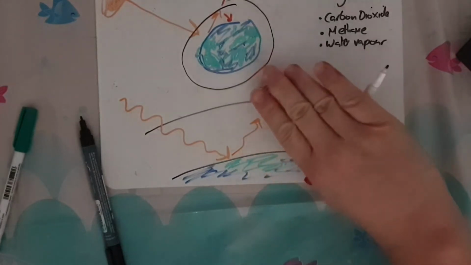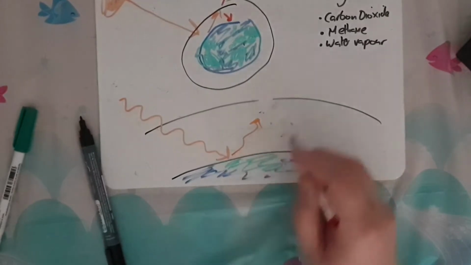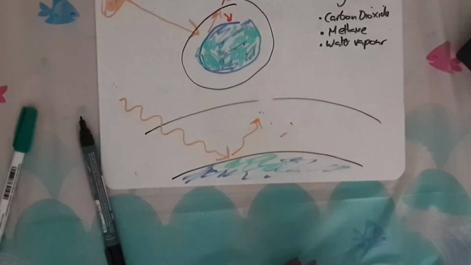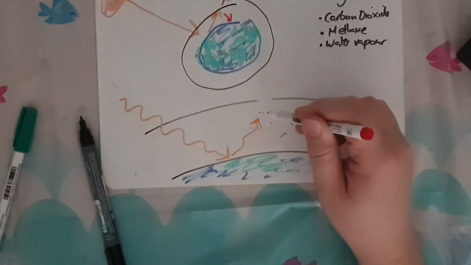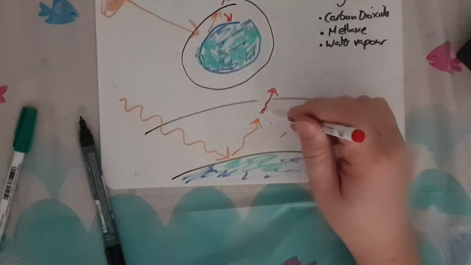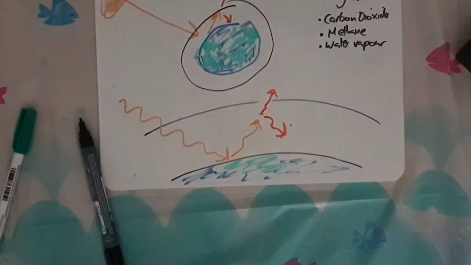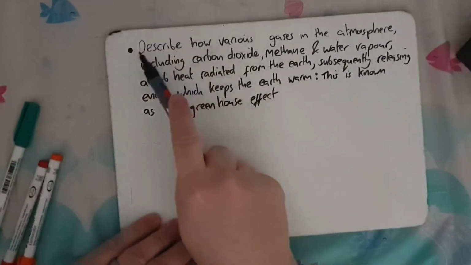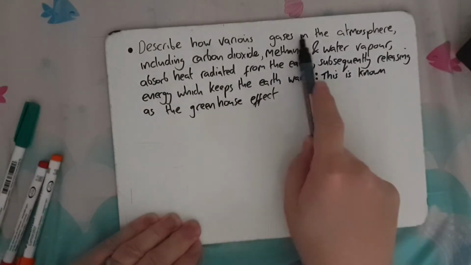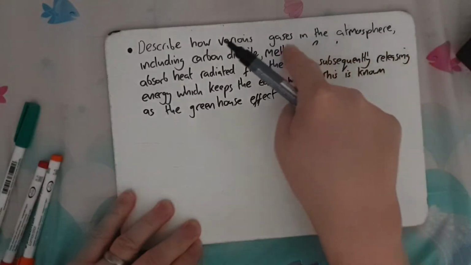So without the greenhouse gases, it would be, this comes in, Earth heats up, Earth radiates energy out, Earth's temperature stays the same. But then with these greenhouse gases, they're absorbing that energy, and yes, they release some of it into space, but some of it comes back to Earth, and that's what's heating the Earth up. So if we go back to our specification, so this first part, it's a bit wordy, but describe how various gases in the atmosphere. So the various gases are carbon dioxide, methane, and water vapor. So we know that. So I'll rub that bit out.